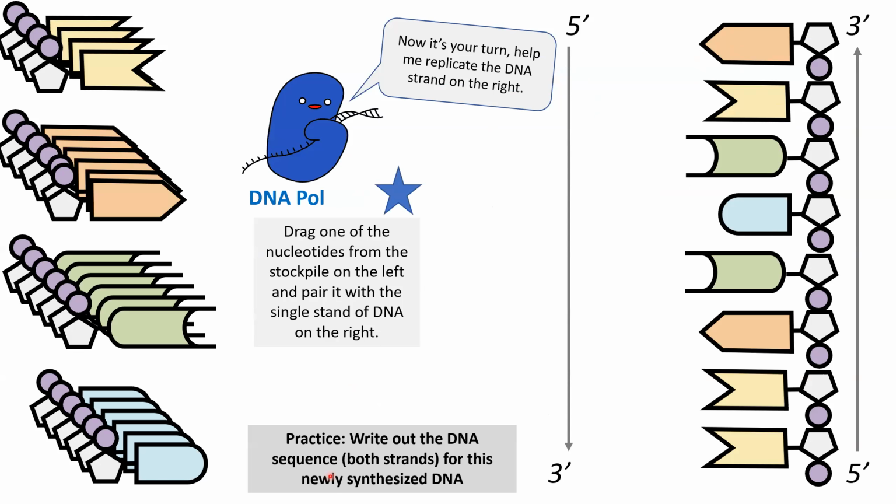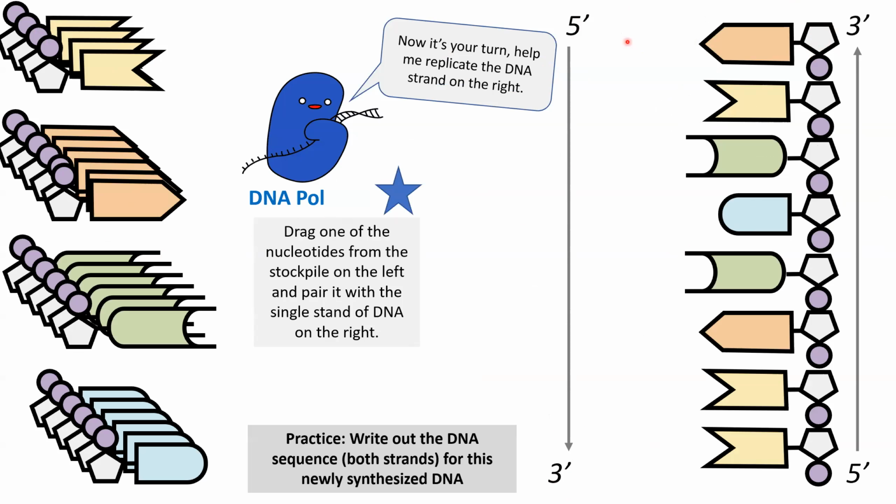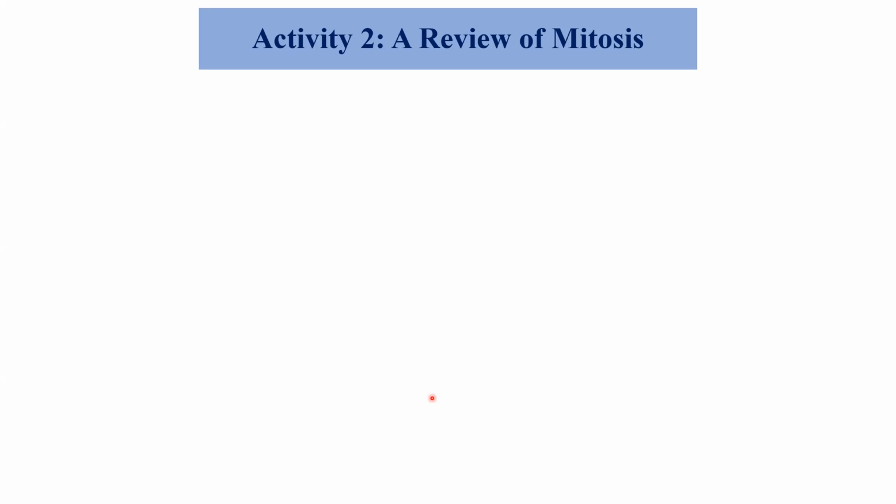So here you're going to drag these over here. You're always going to go in the 5' direction to the 3' direction. And you just have to drag whatever is complementary. So always notice that the phosphate groups are going in opposite orientations. These pentose sugars are pointed in opposite orientations also. Remember, they are anti-parallel. So you'll go ahead and practice that. And that is essentially activity 1.